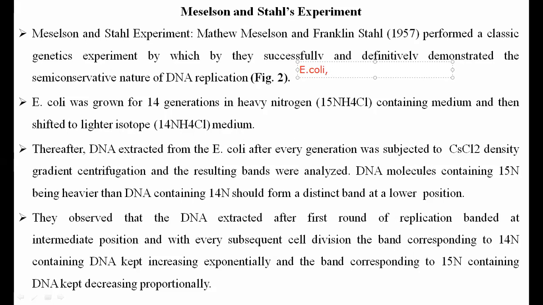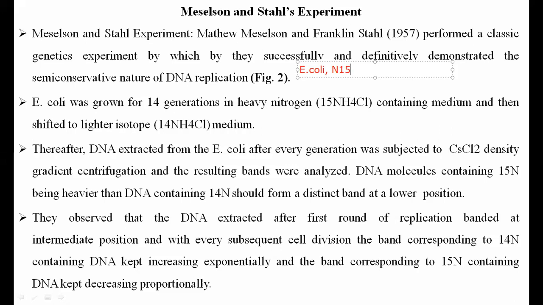It's a bacterium. You can grow the bacterium on nutrient medium, like you can grow plant tissues on nutrient medium. You can grow the animal cells on cell culture medium. Precisely, you have the culture medium and nutrient medium for bacteria also. So what they did, they grew E. coli on a nutrient medium containing nitrogen 14 and nitrogen 15. First, they cultured the E. coli on a medium containing nitrogen 15 isotope.